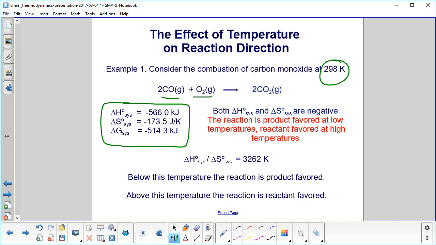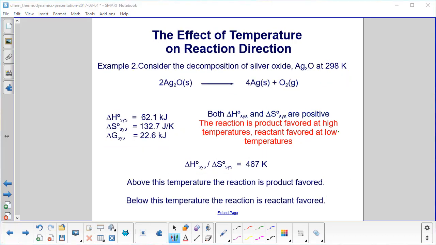That means the reaction is product favored at low temperatures and reactant favored at high temperatures. Now, what's the difference between the low and the high temperatures? You take this ratio right here, and that gives you 3262 Kelvin. So below that temperature, we have a product favored reaction, and above the temperature, we have a reactant favored reaction.